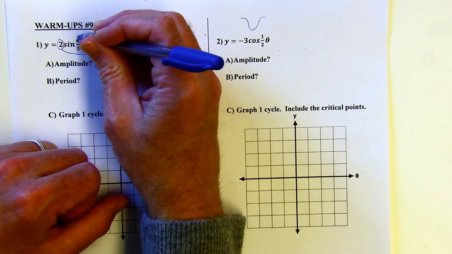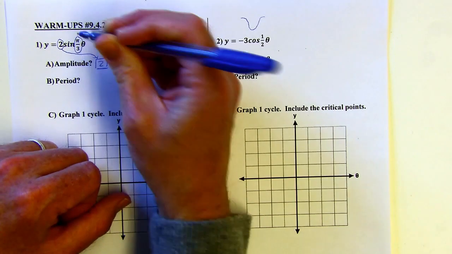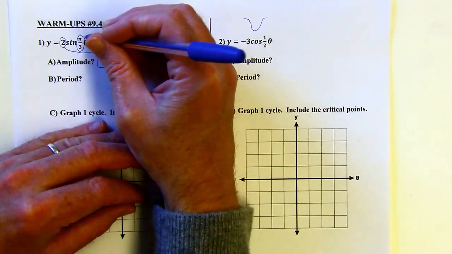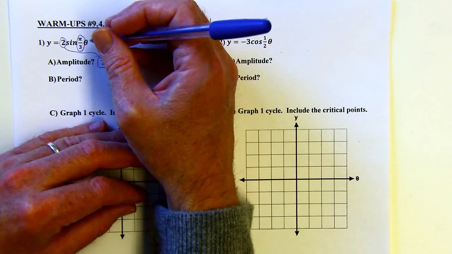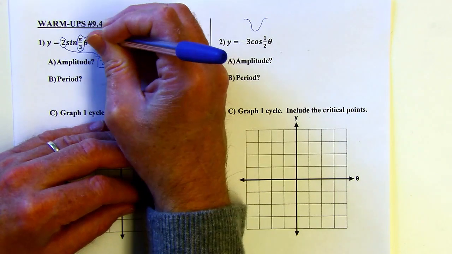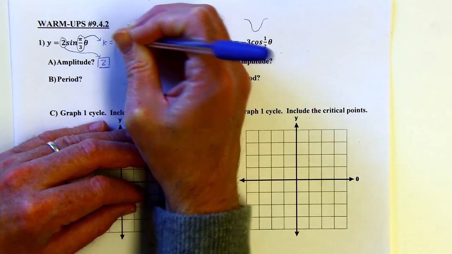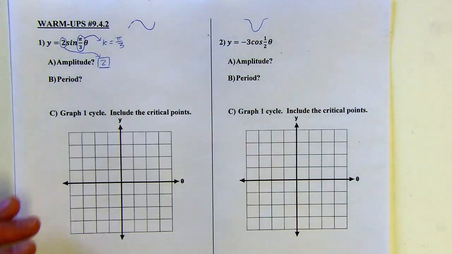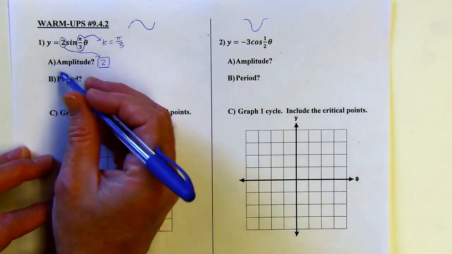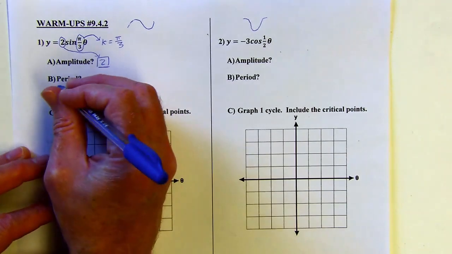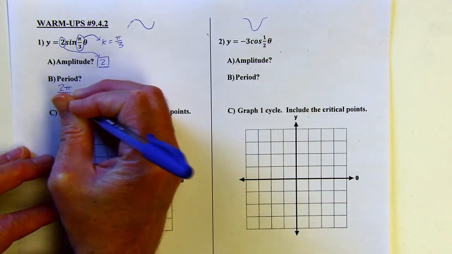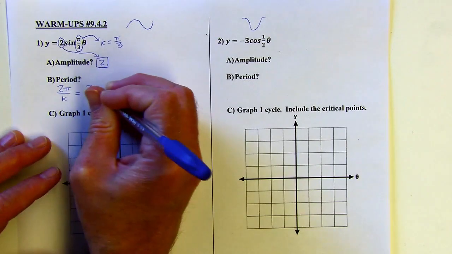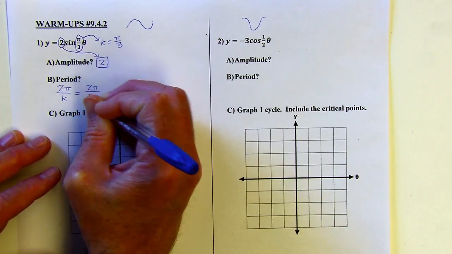So the period is going to have to do with the coefficient that's in this position after sine but before the theta symbol. So pi over 3 actually isn't the period. That's the k value. So the k value is pi over 3. Okay, but that's going to lead me to the period. So the way I get the period for sine or cosine actually is with this little formula. It's going to be 2 pi over k. Well, k is pi over 3, so that means that this is going to be 2 pi over 3.